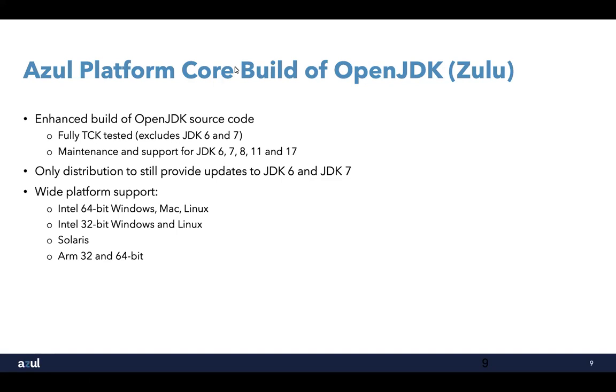So we provide the standard Intel 64-bit operating systems, Windows, Mac, and Linux. Some people are still running on older operating systems like Windows XP. There are plenty of people out there still using that. And so we can provide 32-bit builds for both Windows and Linux. We also have Solaris builds if you need them on SPARC, and we have ARM32 and ARM 64-bit builds as well. And we even have some builds for things like PowerPC, but those are more for embedded applications.